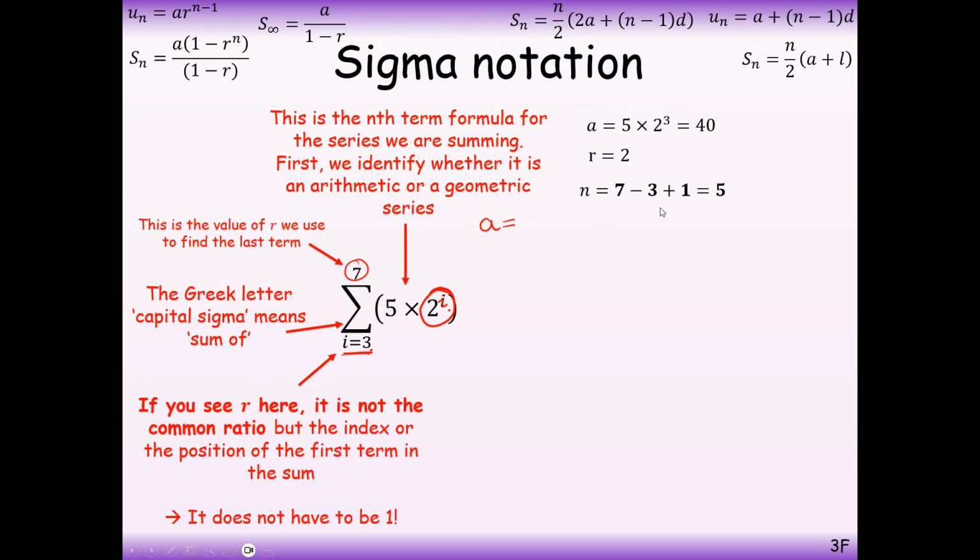So r is 2. How do we know how many terms there are in the sequence? Most students make the mistake of thinking it's 7 minus 3, but actually, because the third term is included in the sequence, it's 7 minus 3 plus 1. If you don't believe me, just write the numbers out for yourself. Third, fourth, fifth, sixth, and seventh. How many numbers are there? It's not 7 minus 3. It's actually 7 minus 3 plus 1, or 7 minus 2, which is 5 numbers.